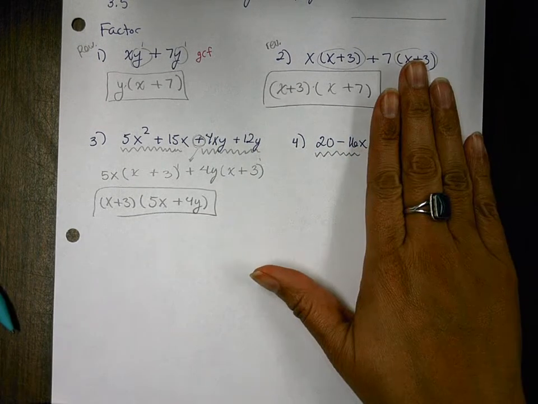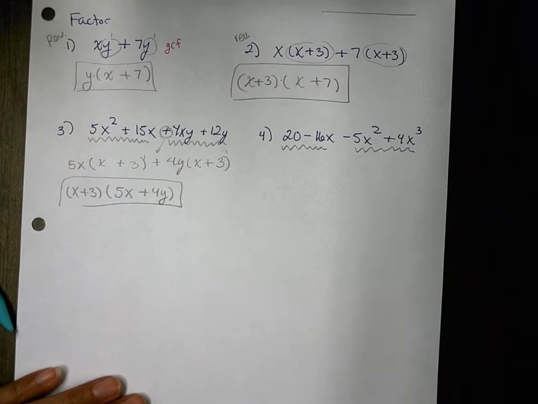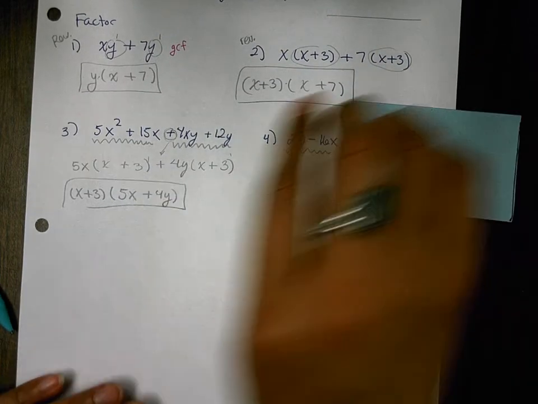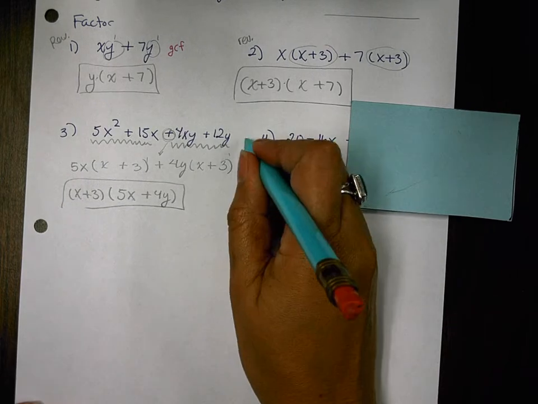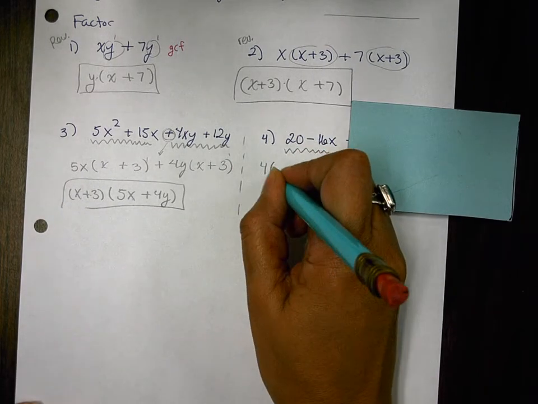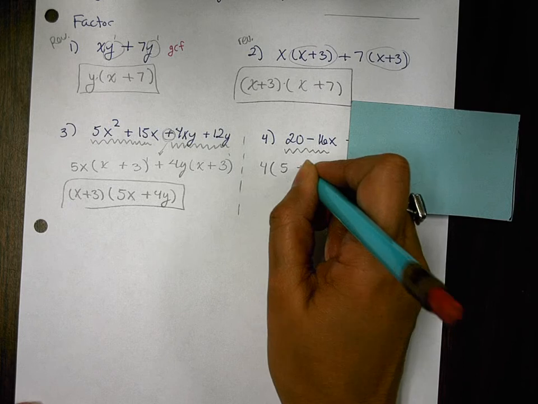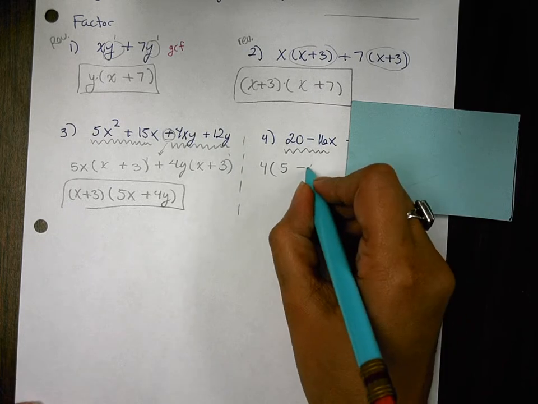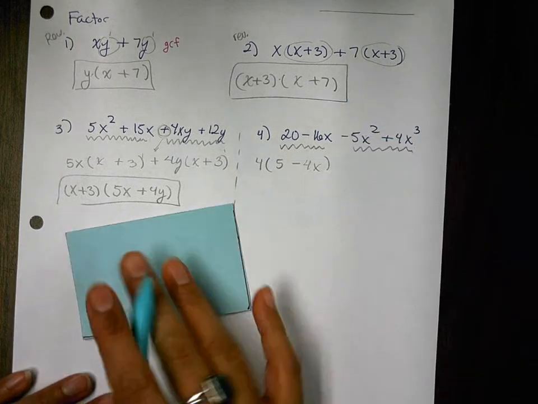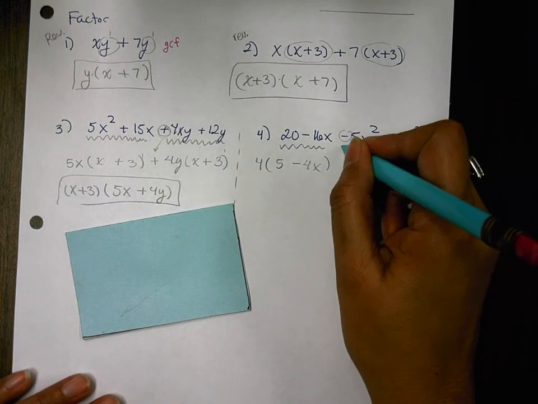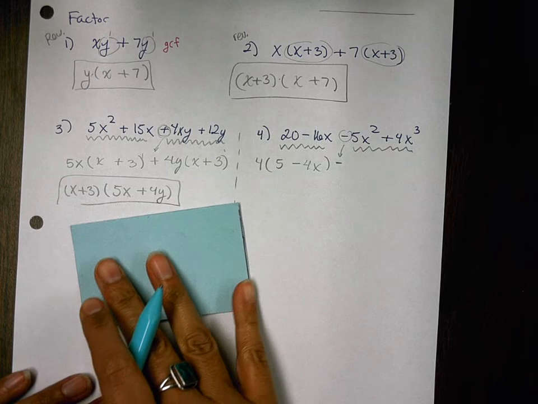And you do factor by grouping like this. Group up your first 2 terms and GCF it. What goes into 20 and 16x? That is a 4. 4 times 5 is 20, minus 4 times 4x is 16x. Now remember what I said earlier, whatever your middle sign is, that's always going to be dropped down. So be careful with that.